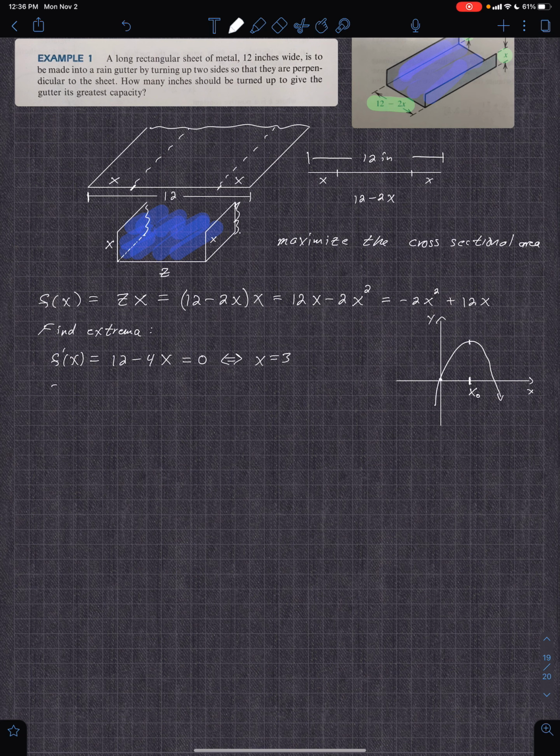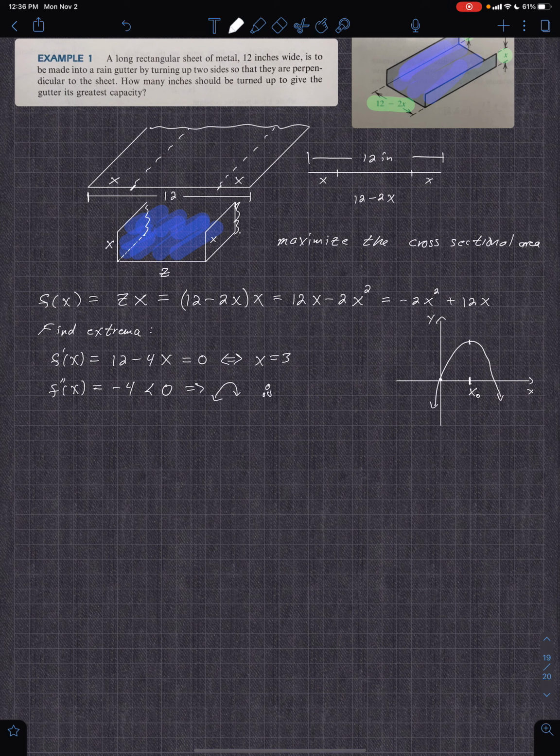And for this one, it's pretty simple. You can just do the second derivative, and then you can test to make sure it's a local maximum. The second derivative is just negative 4, which is less than 0. So that implies concavity like that, which we already know because of the graph.